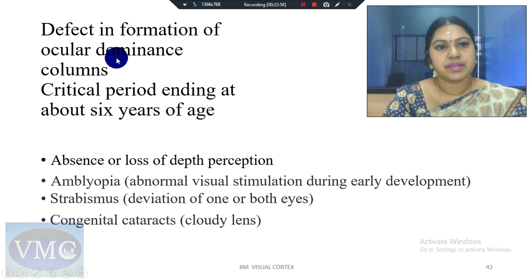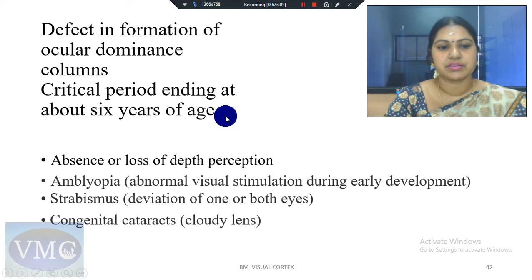If there is a defect in the formation of ocular dominance columns during the critical period, about 5 or 6 years of age, there will be visual problems. Absence or loss of depth perception will be there. Amblyopia, abnormal visual information during early development, can be there. Strabismus, deviation of one or both eyes, can be there. Congenital cataracts, a cloudy lens, can occur.